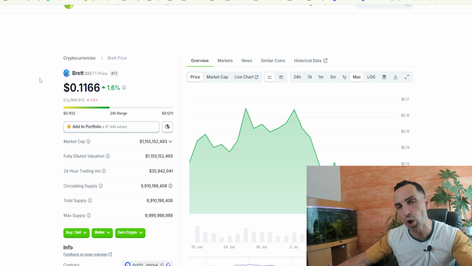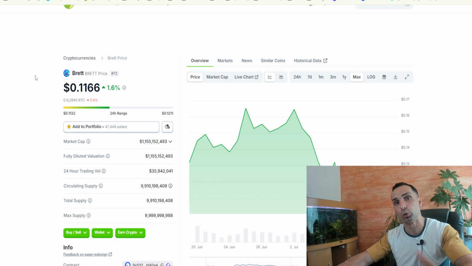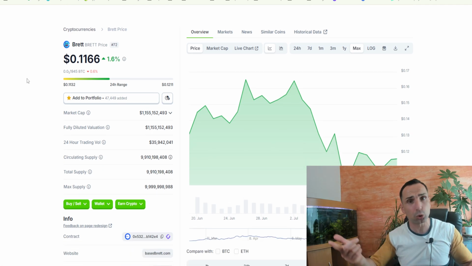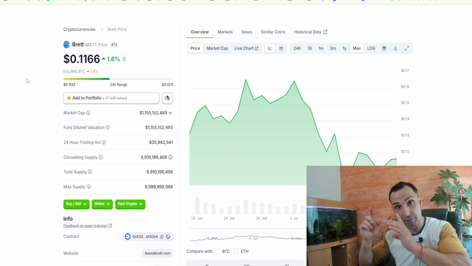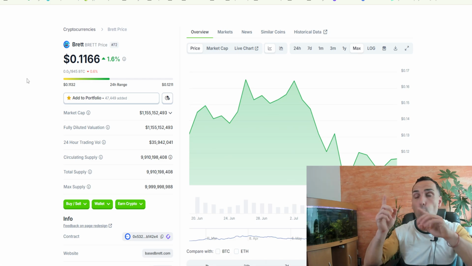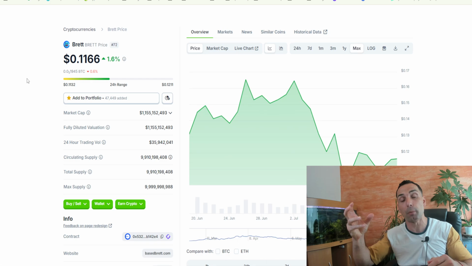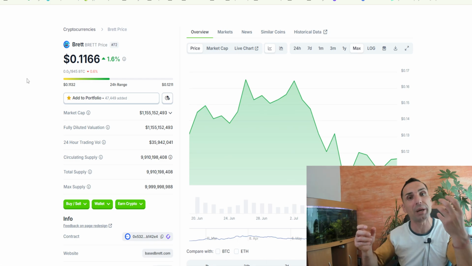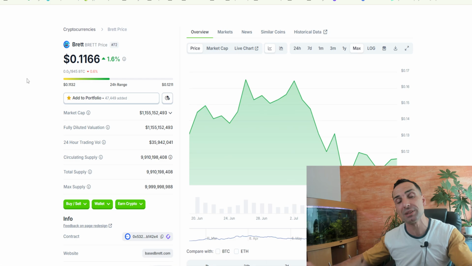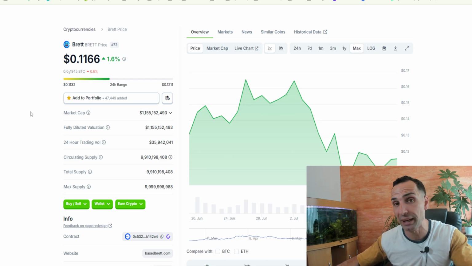I'm assuming you already know how to bridge tokens to Base. Just go to your Binance or KuCoin and send Ethereum from that exchange to your wallet. I'm using Rabby wallet. Make sure you use Ledger or any hardware wallet and send Ethereum to Base chain. Ethereum is the main token on Base chain for paying gas fees.